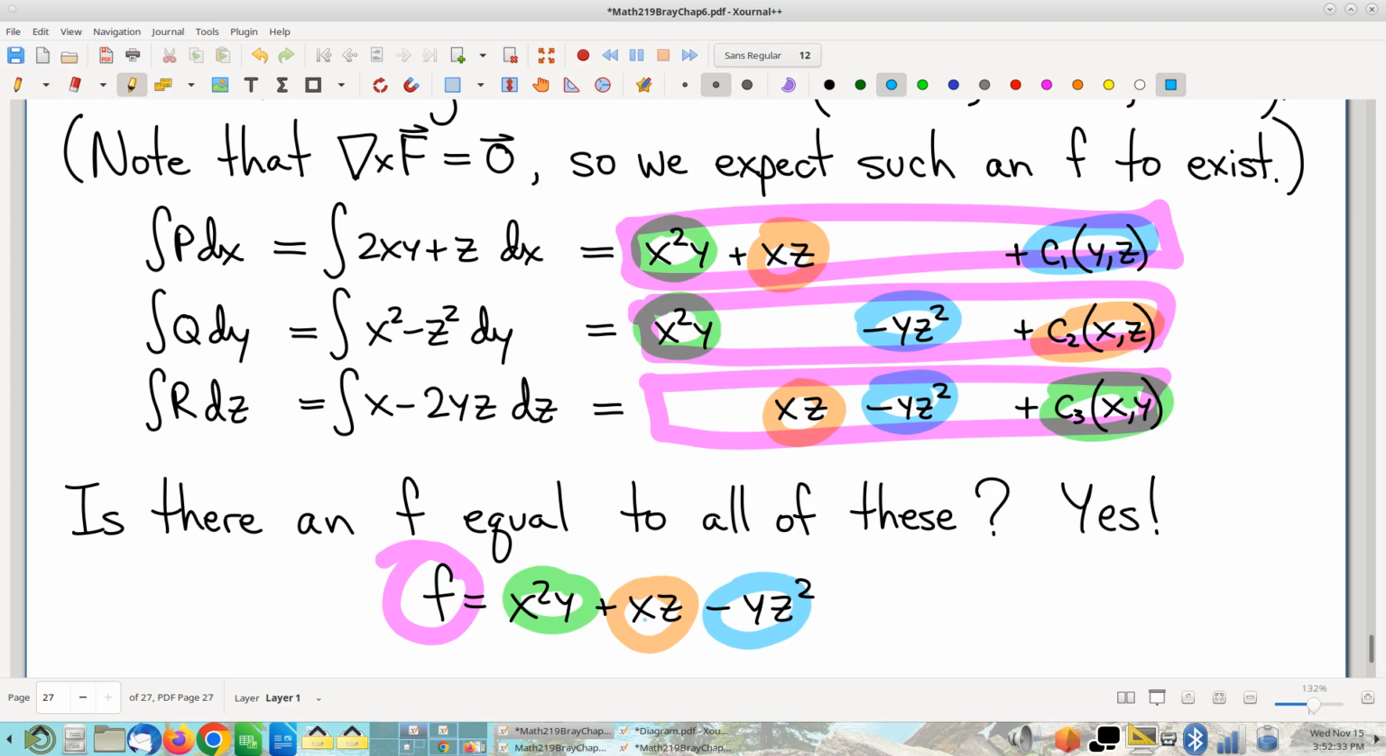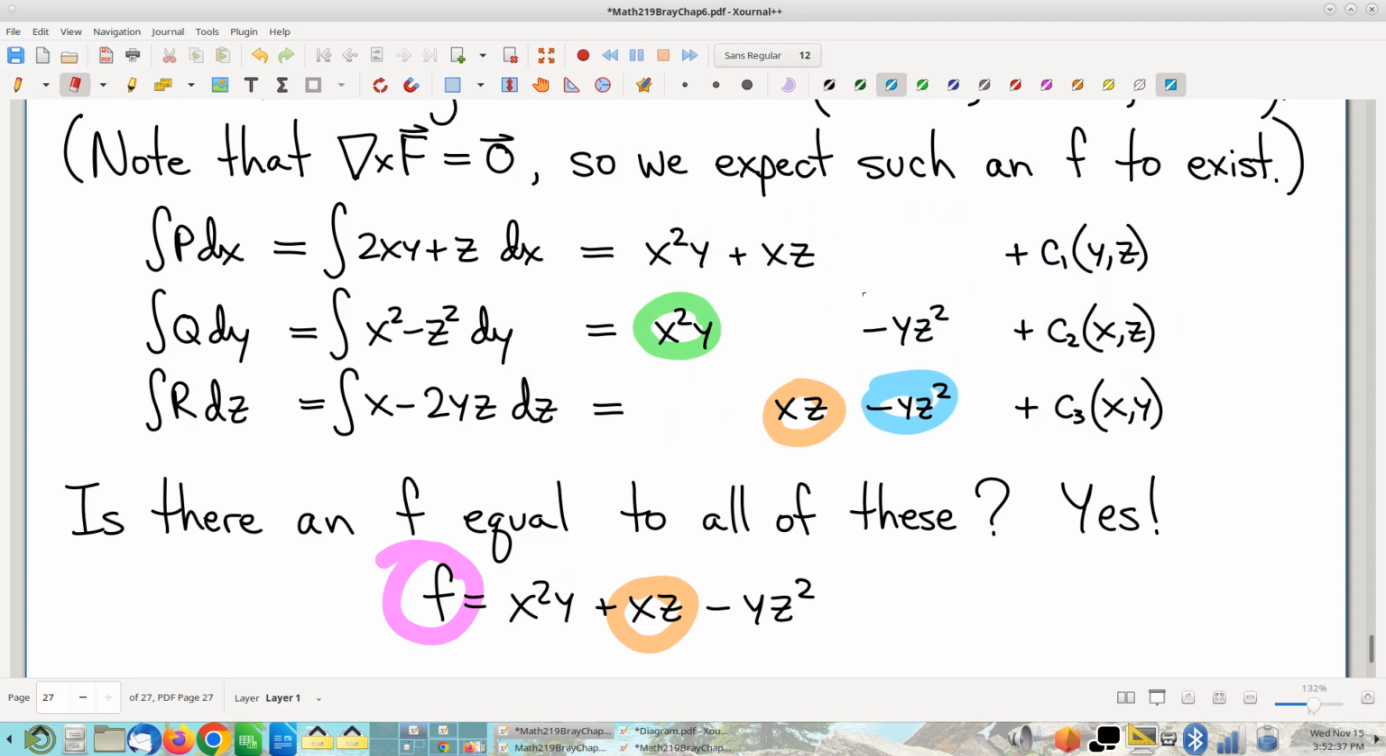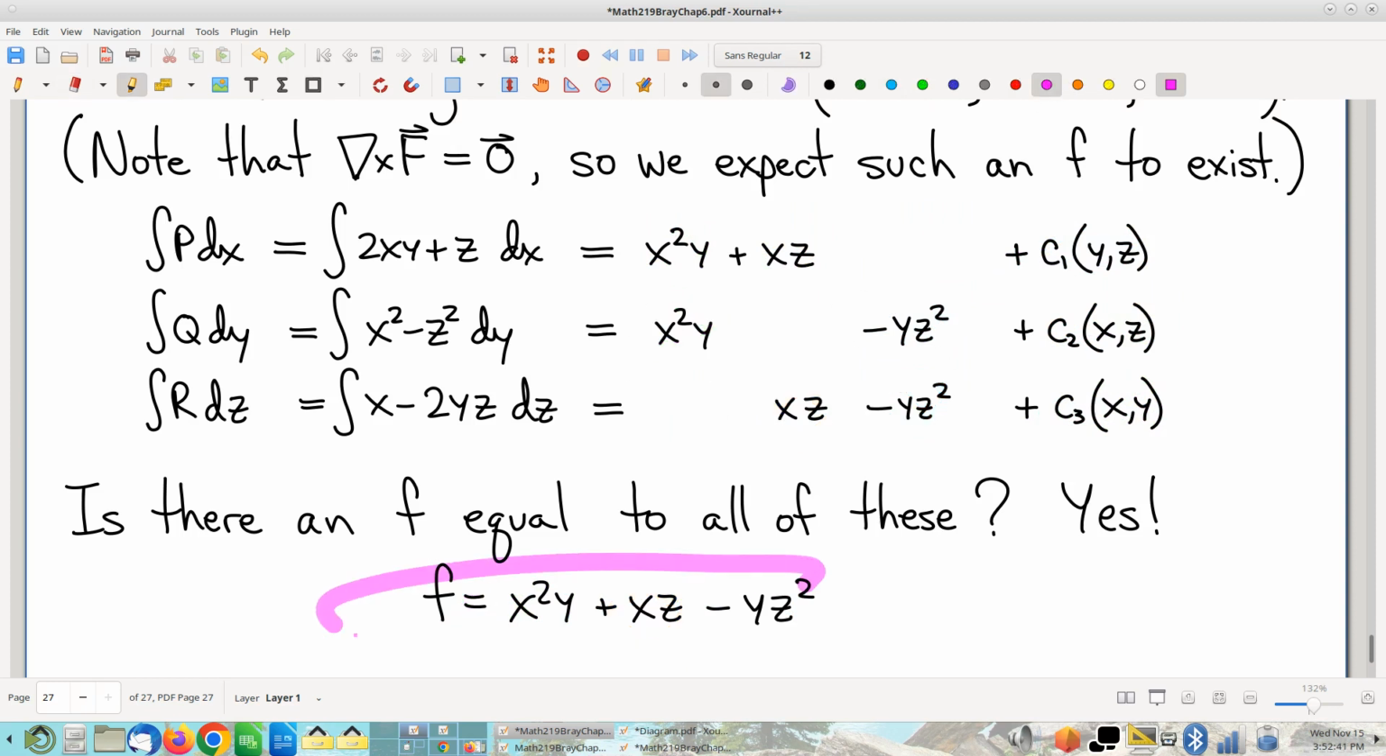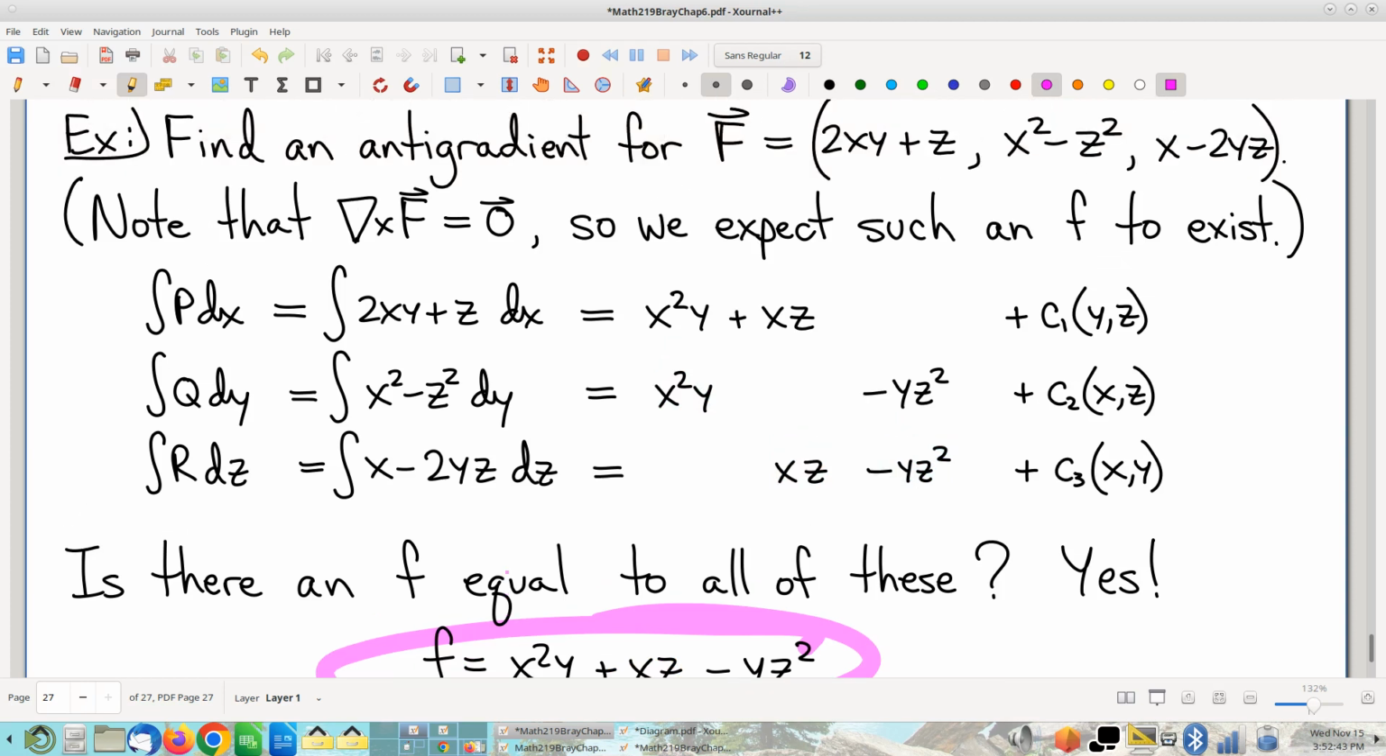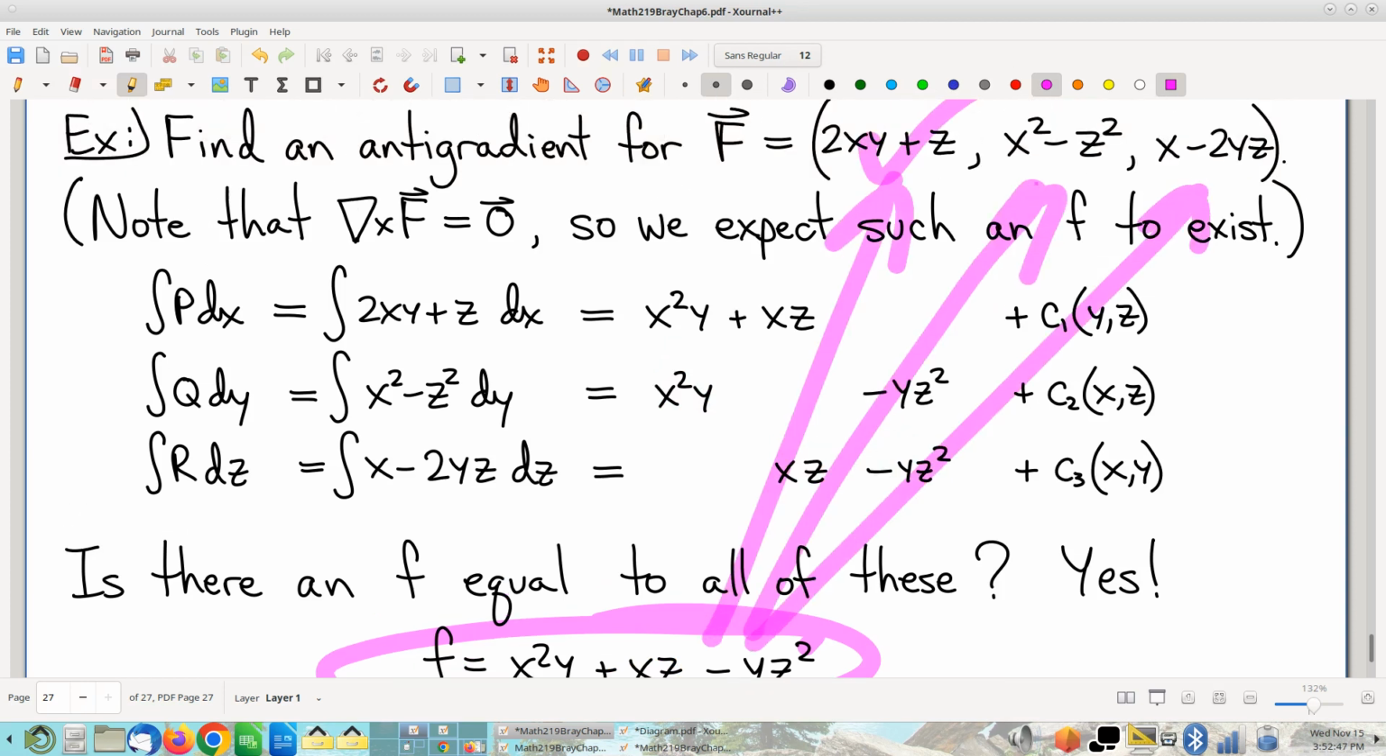And you can totally confirm that this works with a very direct calculation. Let me get rid of the mess here. Take this function, compute its gradient, x partial, y partial, z partial, and they all work. Everybody happy? All righty.